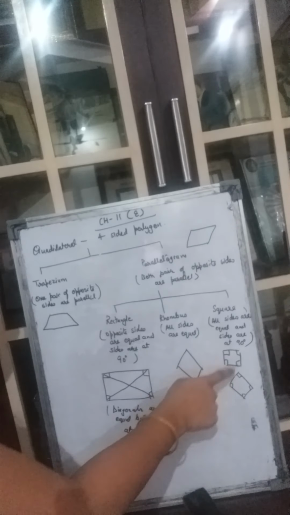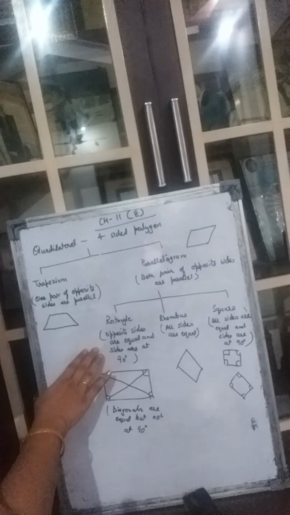See girls, when a square is fulfilling the properties of a rectangle. What is the property of a rectangle? That the opposite sides are equal and the sides are at 90 degrees. Leave apart diagonals. So here the opposite sides are equal also and the sides are at 90 degrees also. This is a property of a rectangle. So here a square can be a rectangle. A square will always be a rectangle because it is fulfilling its property.